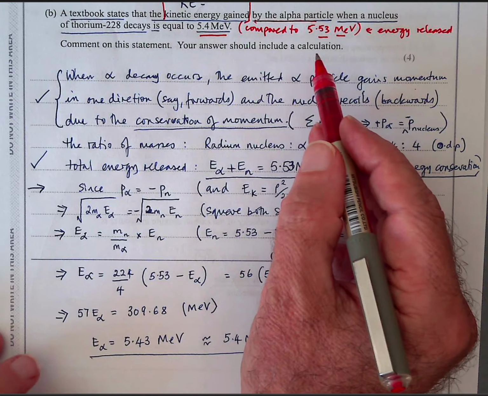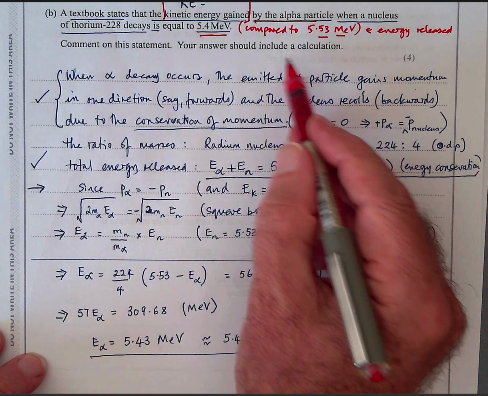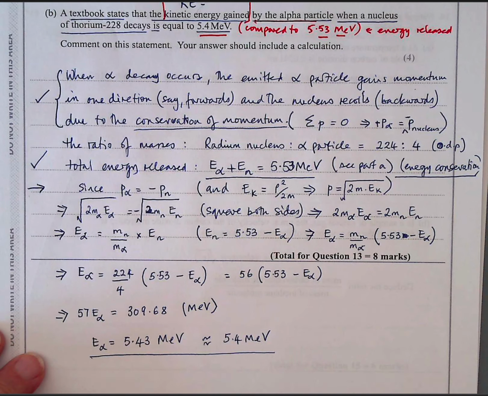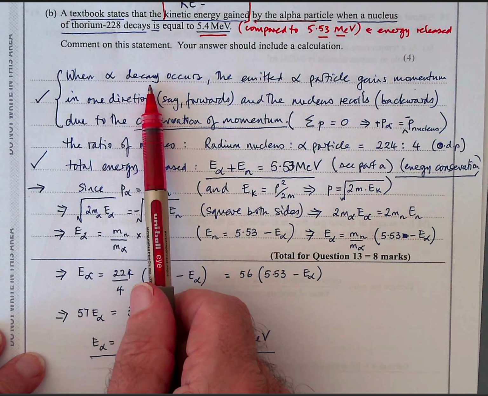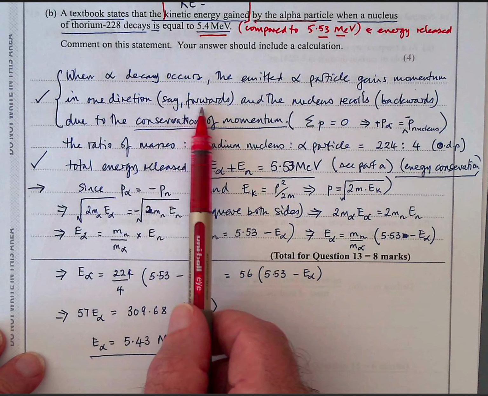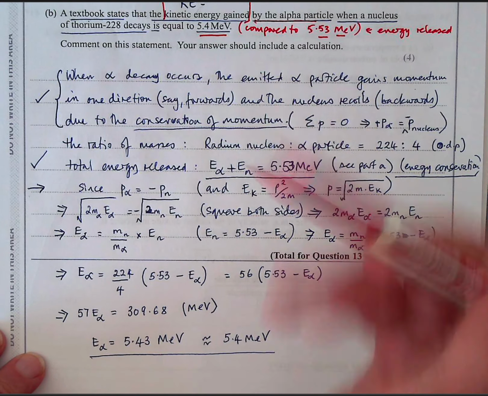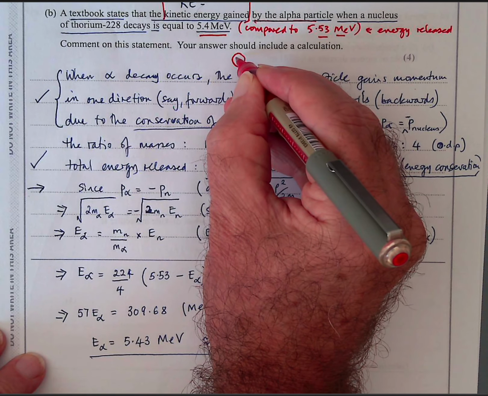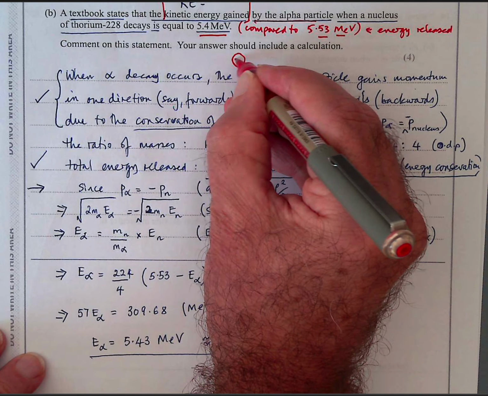Well, actually, the calculation is not a simple calculation. If you want to answer this question fully, you need to make sure you do the maths clearly so people can follow it. So I've done it in detail. When alpha decay occurs, the emitted alpha particle gains momentum in one direction, say forwards. Here's your original nucleus before, stationary, so that would be thorium.